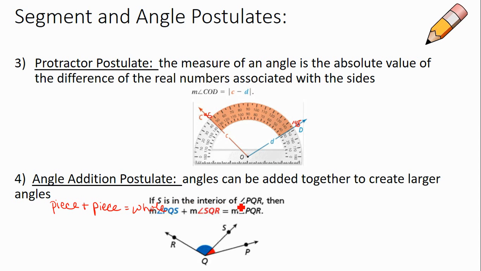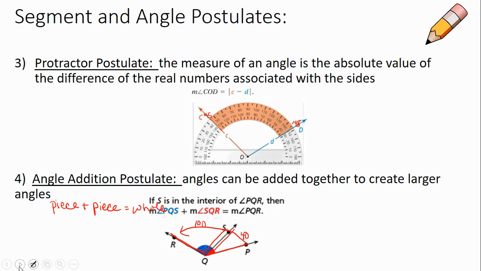If S is in the interior of angle PQR, then the measure of angle PQS, this red one, P to Q to S, plus the measure of angle SQR, this one, would equal the measure of the whole thing, angle PQR, this whole angle here. And that's helpful because if I knew that this was 100 and this one was 40, I could then add them together to find the total angle measurement to be 140.